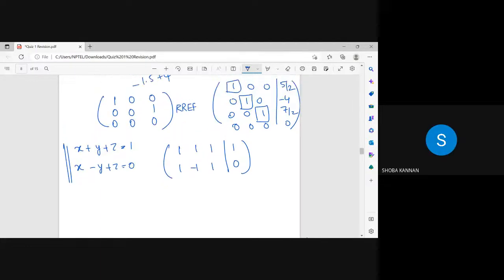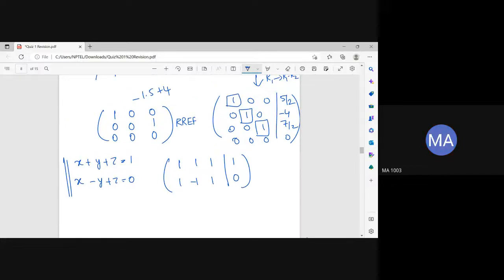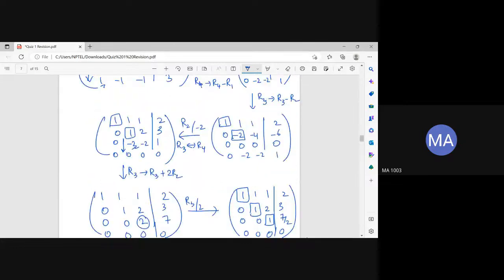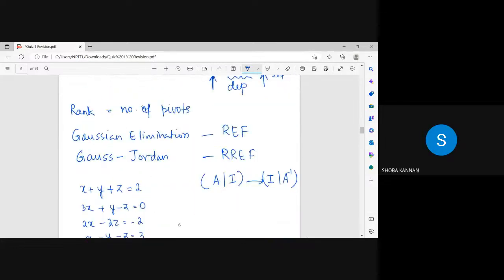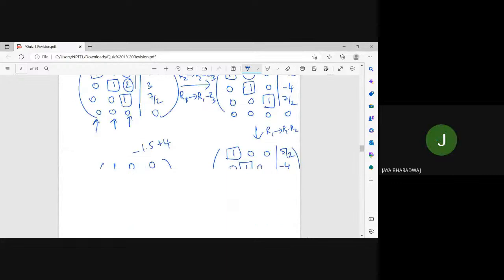What I had in mind is that if it is Gauss-Jordan, it should be augmented with the identity matrix, an invertible matrix. No, that is only when you have to find the inverse. When you have to find the inverse, you do this. It's called the Gauss-Jordan method of finding the inverse because you're converting it into RREF. Okay, thank you.